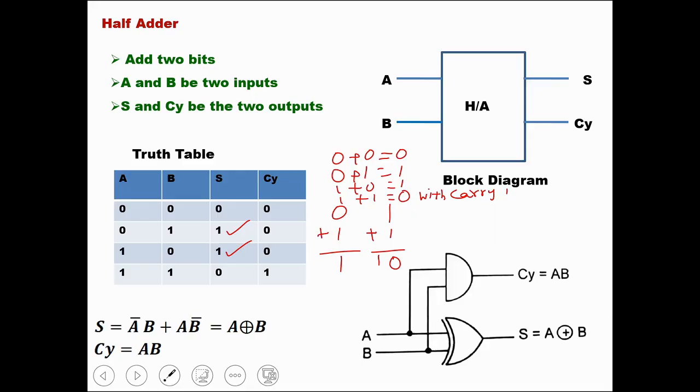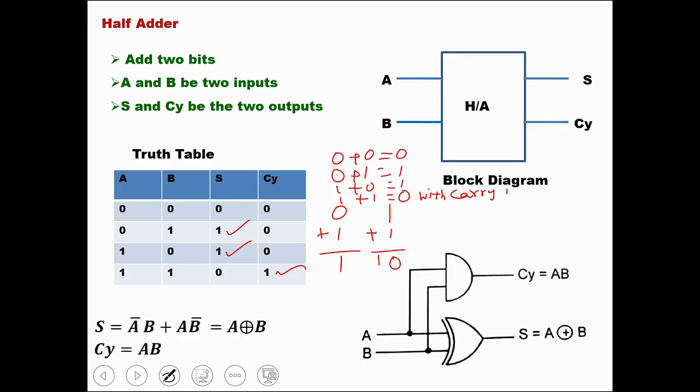So for carry, the last row only takes the 1 output. So the product term is carry is equal to AB. So if you see the sum expression, it is equivalent to XOR gate, and if you see the carry output, it is equivalent to AND gate. So by using these two expressions, that is the sum of product expressions, we can implement these expressions into a logic circuit. So sum expression means A XOR B.